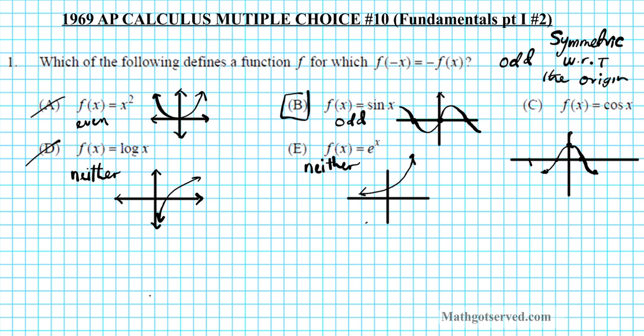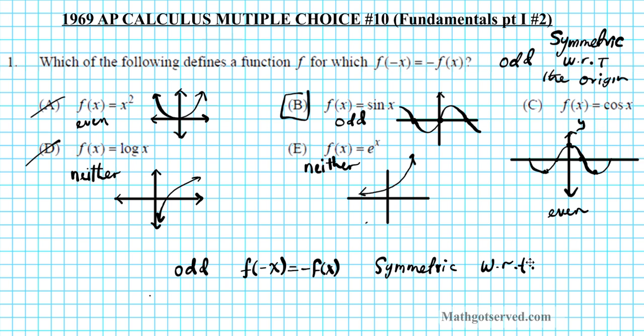Okay? Now, what kind of symmetry is being exhibited by a cosine function? This is a symmetry with respect to the y-axis. All right, the left portion of the graph is a mirror reflection or image of the right side of the graph with respect to the y-axis. So what is this? This is an even function. Okay, so don't forget, an odd function satisfies the condition f of negative x equals negative f of x, and it's symmetric with respect to the origin.